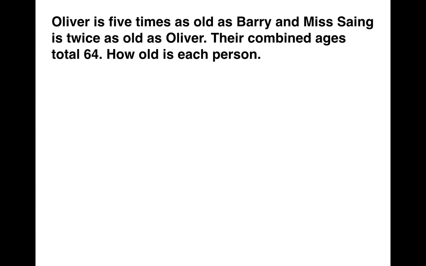I've been noticing that a lot of my students have been struggling on 11A, number 4, so I thought I would go ahead and give an example for this one to help those who are struggling. So I came up with this problem. It says Oliver is 5 times as old as Barry, and Miss Sang is twice as old as Oliver. Their combined ages total 64. How old is each person?